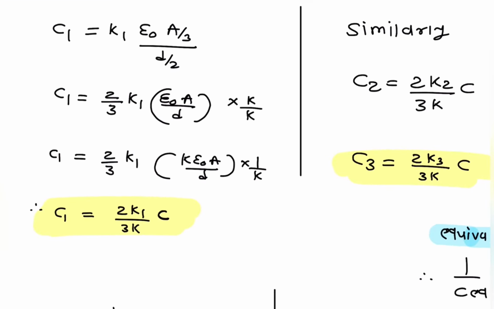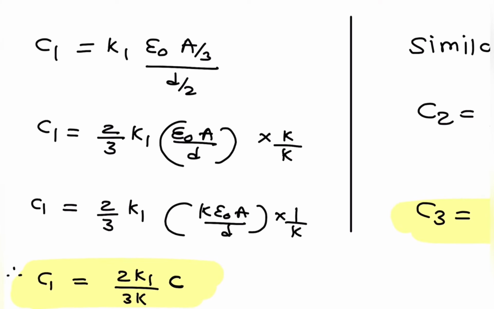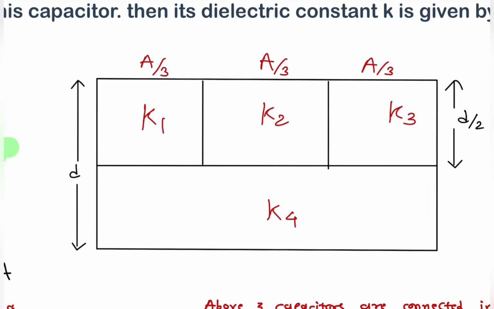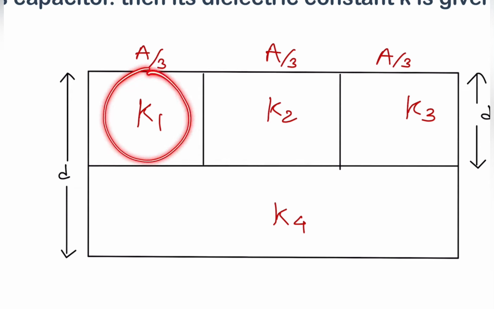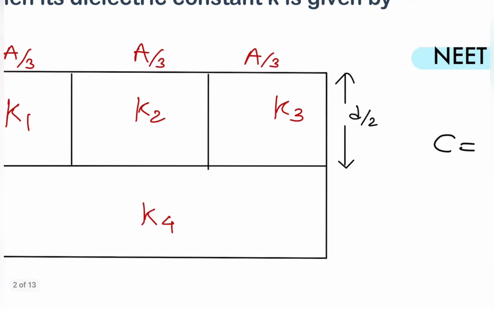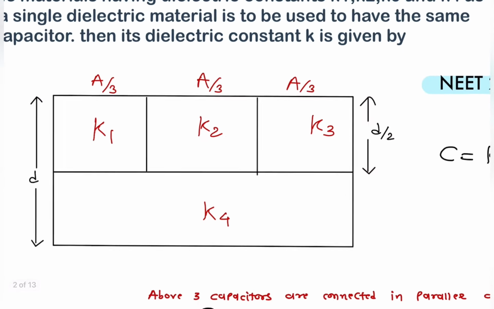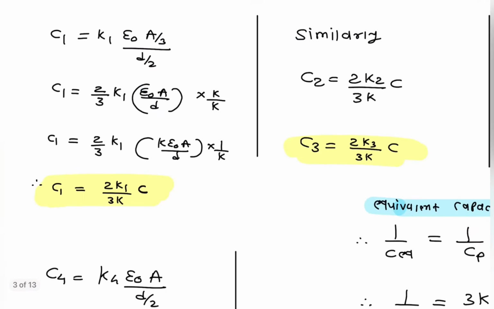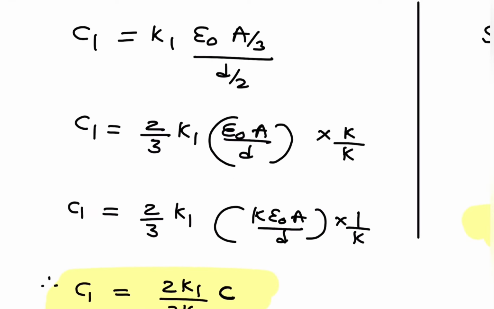Now, based on this, C1 is equal to K epsilon naught A by 3, in the denominator D by 2, because the first dielectric material has area A by 3 and the distance or width is D by 2. Similarly, for K2, the area is A by 3 and the width is D by 2. Similarly, for K3 it is the same. So based on this, C is equal to epsilon naught A by D.